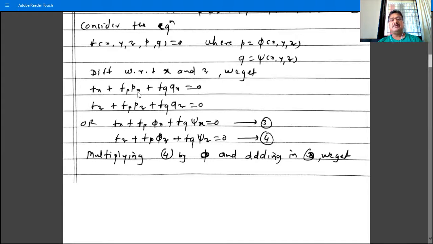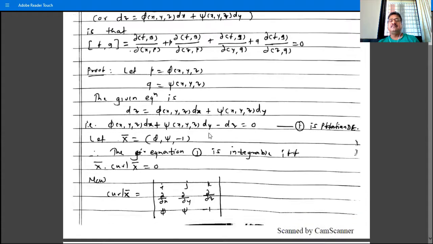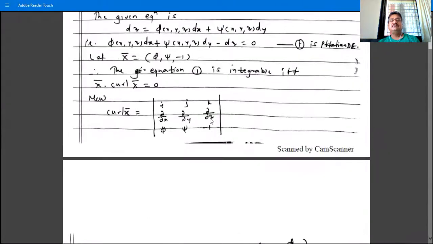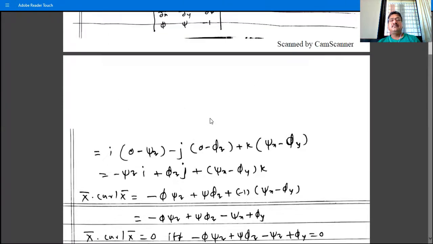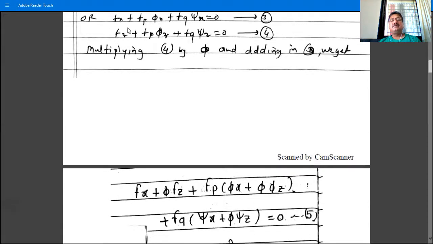Here p means phi and q means psi. So we have these equations, suppose equation numbers 3 and 4. The given equations are 1 and 2, and then these are equation numbers 3 and 4. Multiplying equation 4 by phi and adding to equation number 3, we get fx plus phi fz, then fp phi x, and fq psi x.